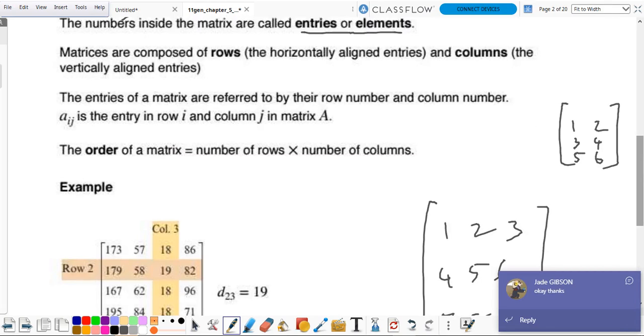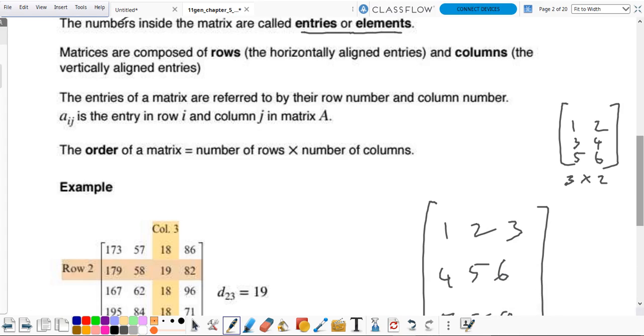Okay, what would that be? 3, 3. How many rows? And then how many columns? 2. So it's always rows first. Rows is always first. So you always go rows first, and then columns. So you can describe a matrix based on the number of rows and number of columns.